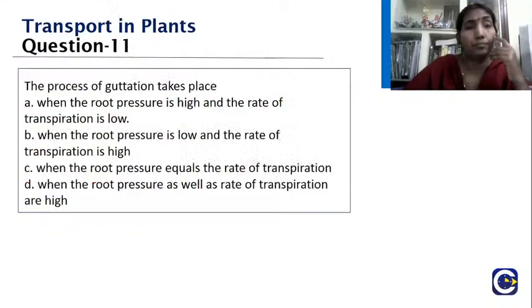Okay. Now here we are coming on to the other important question. Just previously we talked a lot about guttation.